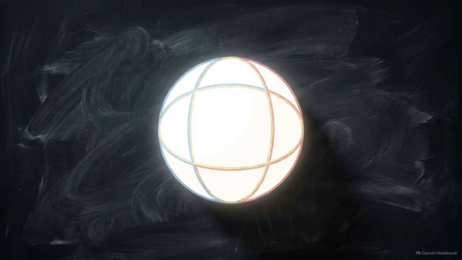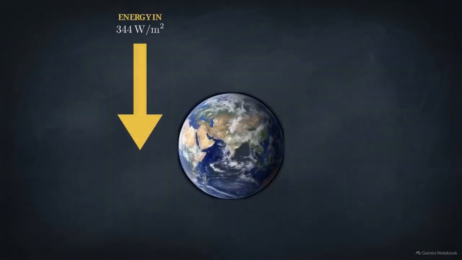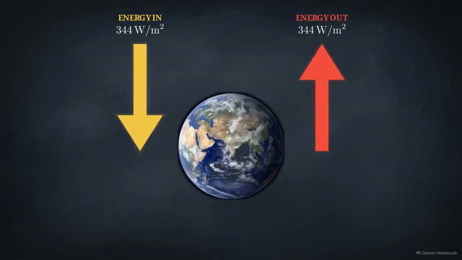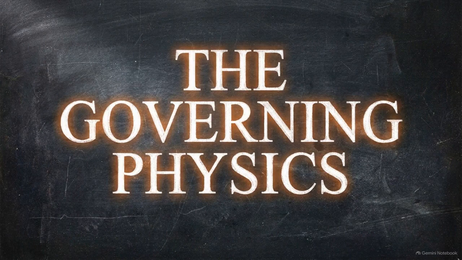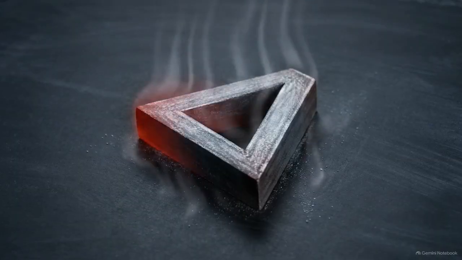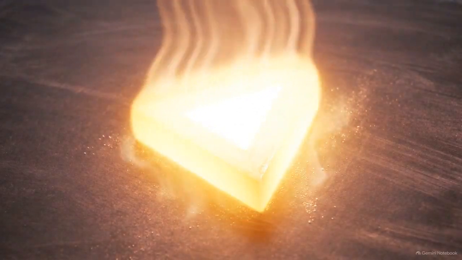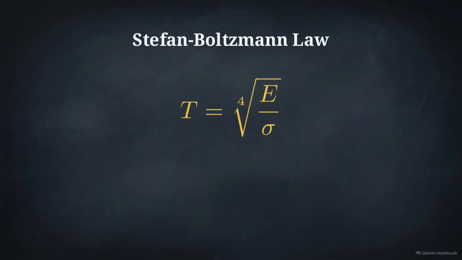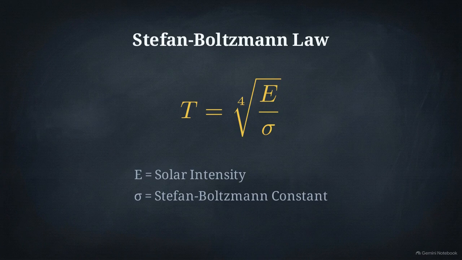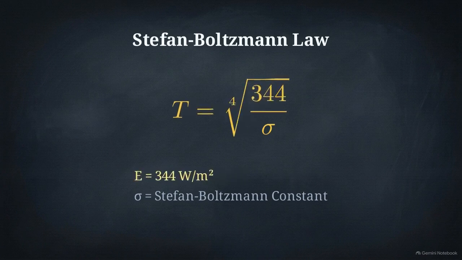For any planet to maintain a stable climate over long periods of time, it must exist in radiative equilibrium. The total energy entering the system must exactly equal the energy radiating back out to deep space. The physical rule governing this balance is the Stefan-Boltzmann law. It dictates that the amount of heat a surface radiates is directly proportional to the fourth power of its temperature. Because of this strict mathematical relationship, knowing the exact incoming solar intensity gives us all the variables we need to calculate the Earth's average temperature.